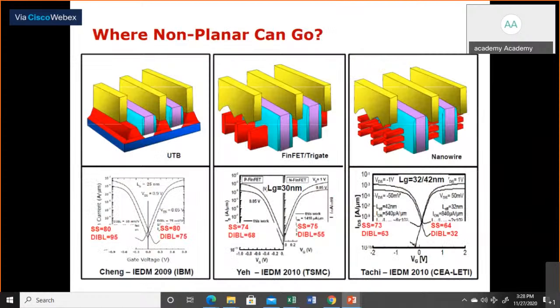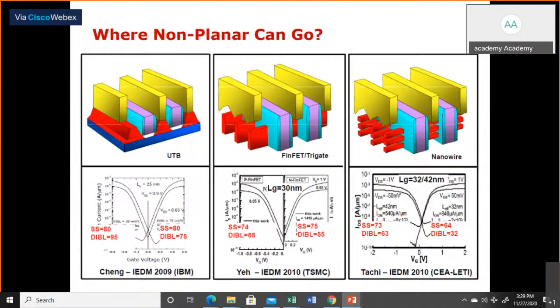Okay, what about the performance? Where can the non-planar go? The non-planar can go from ultra thin body devices to FinFET devices to nanowire transistors. In some of the lectures, nanowire transistors are more advanced than the FinFET technologies. They are still in research itself. Nanowire transistors are in research, and FinFET transistors are in production.